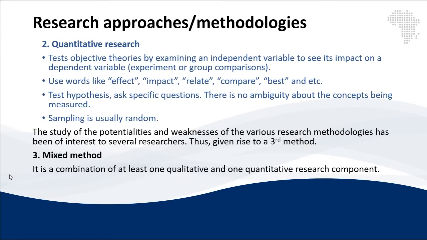Then we have another approach to methodologies, which is quantitative research. It tests objective theories by examining an independent variable to see its impact on dependent variables. So here there are experiments, or experimental groups, that are being used to compare. It uses words like effect, impact, relate, compare, best, etc. All those words are used in these kinds of approaches. And there's a testing of hypotheses. It asks specific questions. There's no ambiguity about the concepts being measured. There's sampling, and the sampling is usually random.